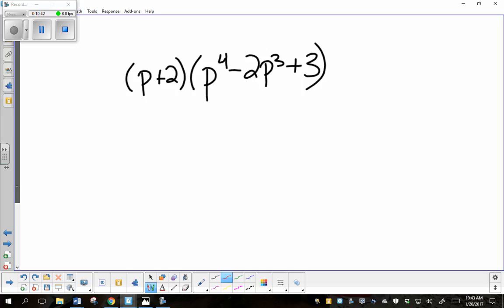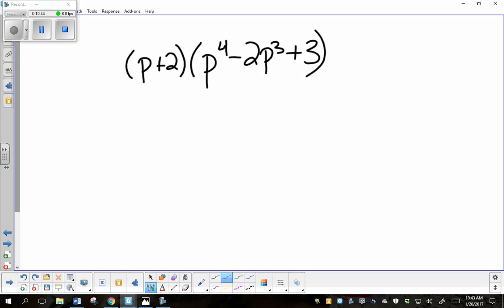So whenever you're multiplying two polynomials, you can always use this grid method. It doesn't matter how many terms are in each of the polynomials you're multiplying. So here's how the grid method works. Take one of your polynomials, I'll do the p plus 2, and you're going to write each term going down the side of a grid. So p and 2.